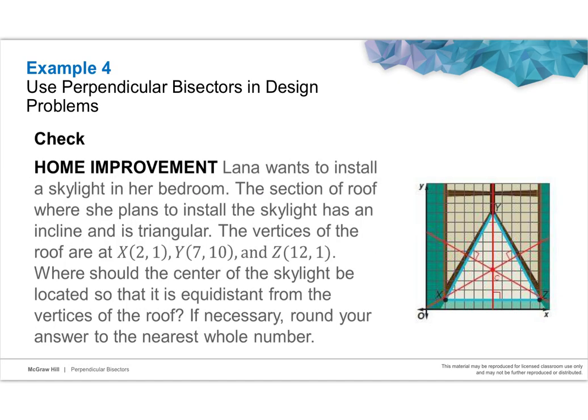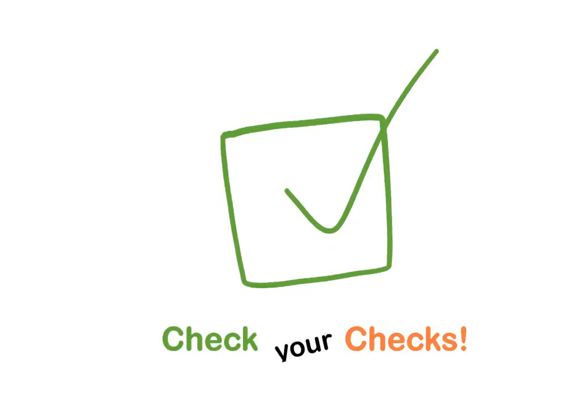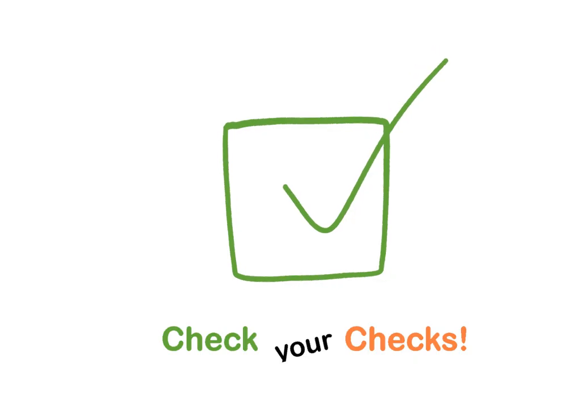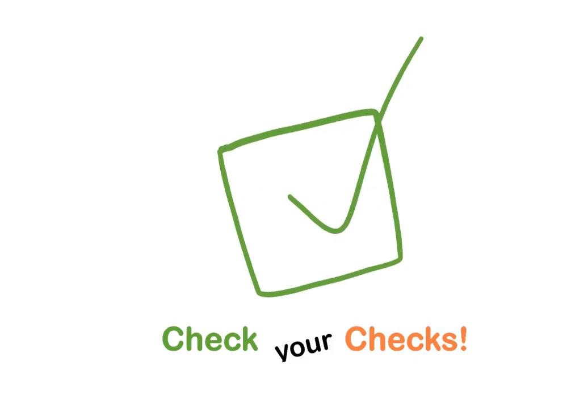All right, take a pause on the video here and see if we can find the circumcenter in this home improvement situation where we want to install a skylight and we want the center of the skylight to be equidistant from the vertices of the roof. Okay, everyone, this is the part of the video where you really want to check back on the answers to those checks that were assigned to you as you were watching.